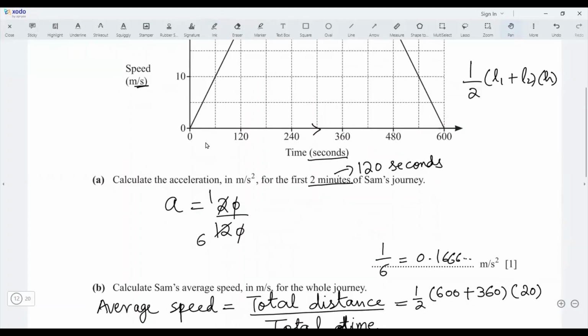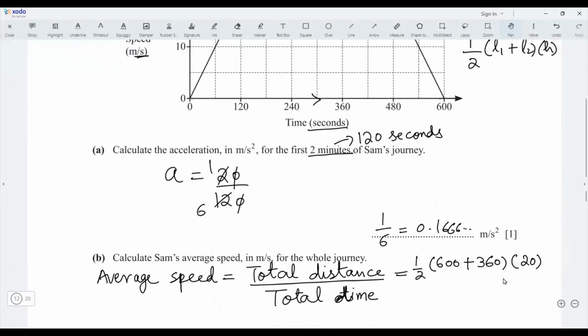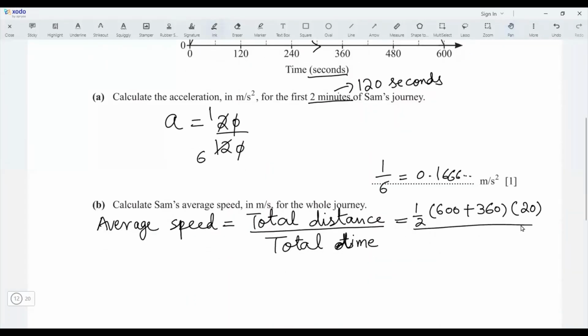So what about the time? Time is 600 seconds. So total time is 600. So what we have to do is just simplify it like this. 2 can be cut with this 20, it results in 10, and 600, the 10 will be cut with this 10. 600 plus 360, the answer is 960, divided by 60, 0 will be cut with 0. So 6 and 96, highest common factor is 16. So 16 meters per second is the average speed for the whole journey.